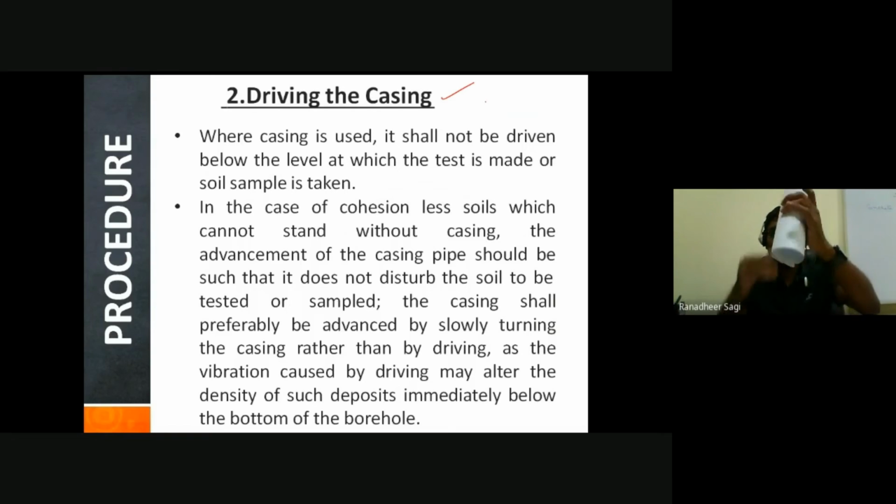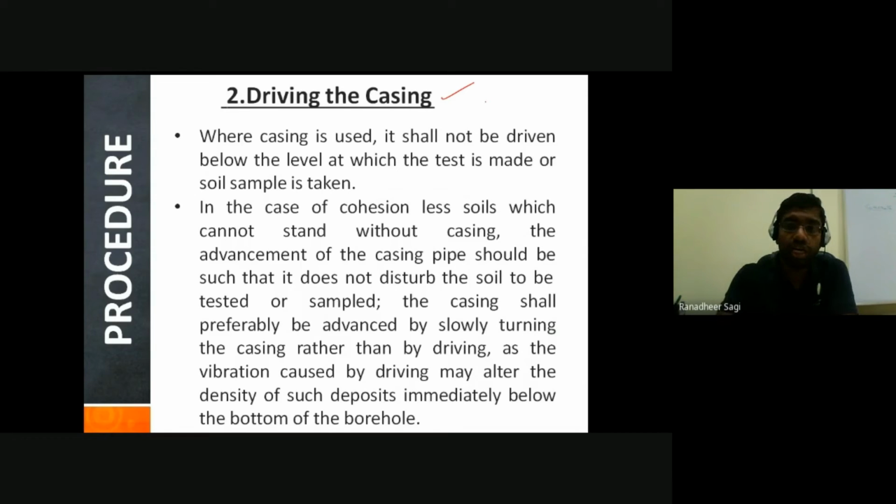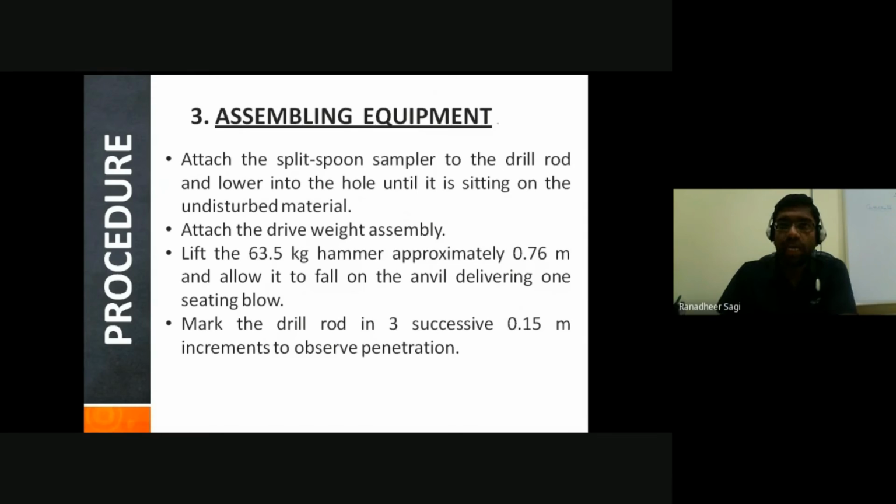if this is a borehole what I have made into the ground, so try to push a casing tube, hollow cylindrical tube, steel tube into the borehole, so that the soil from the surroundings will not get collapsed into that particular borehole what you have made, particularly in the case of your cohesionless soil, and even in the case of your soft soil deposits. And next, once the casing is provided, one thing what we should understand is the depth to which the casing has to be extended should not be beyond the bottom of the borehole position.